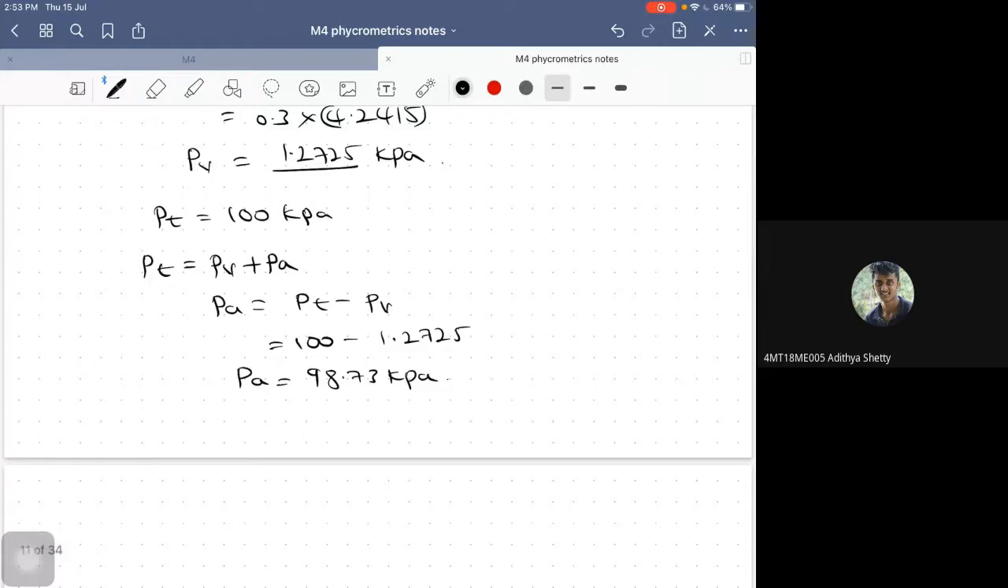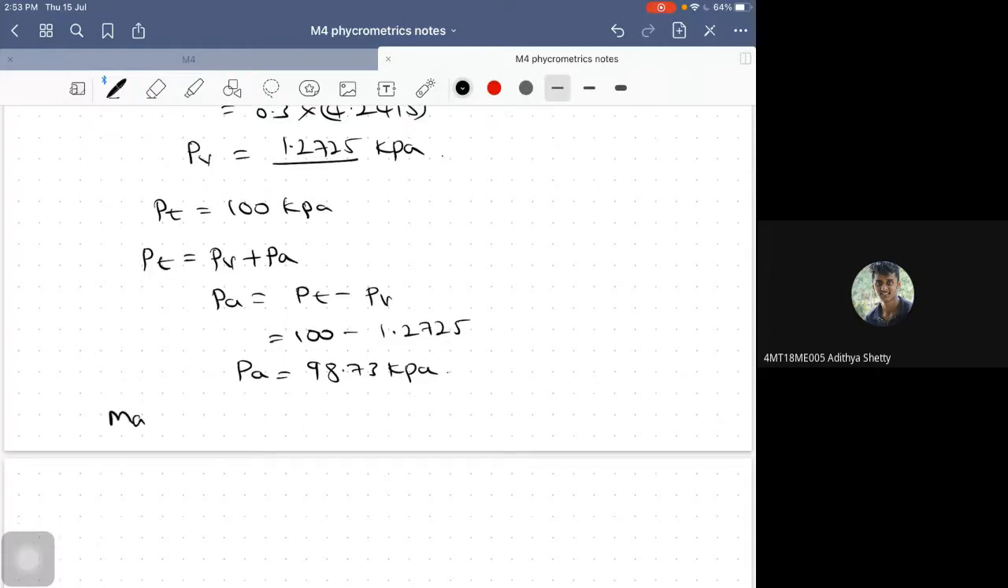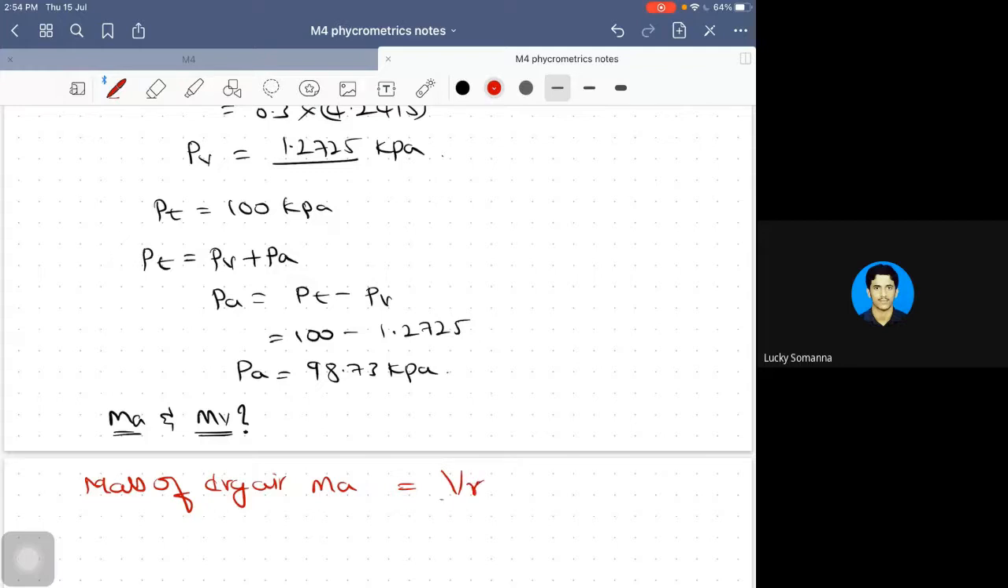Now I guess you have to calculate MA and MV, correct? So this is being questioned. Now, how do you calculate? Again, a new concept here. The mass of dry air, which is MA, is given by room volume VR divided by specific volume of air.